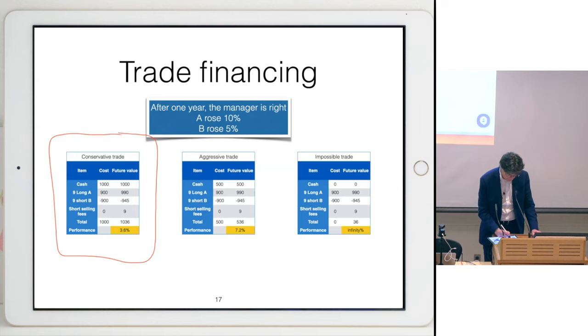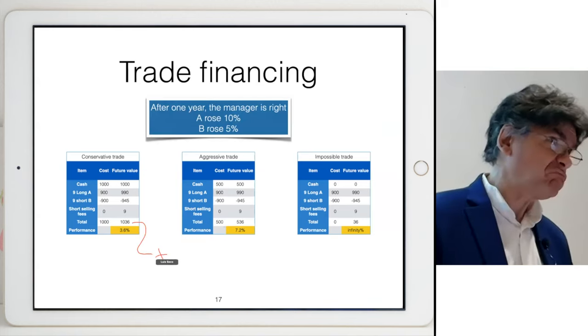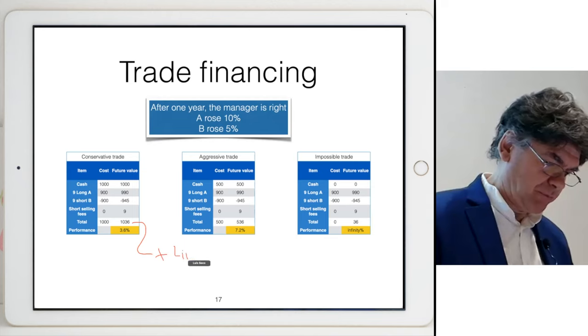You see, I'm assuming here rates are zero. Right? Just $1,000 now is $1,000 in a year. So let's say that inflation is at 5%. Let's say that the interest rates are at 5%. Then here I'll have $1,050. That means that my $36 is really $36 plus, I want to say LIBOR.